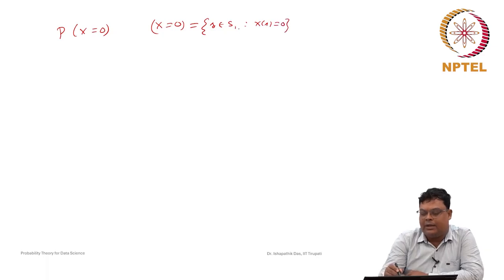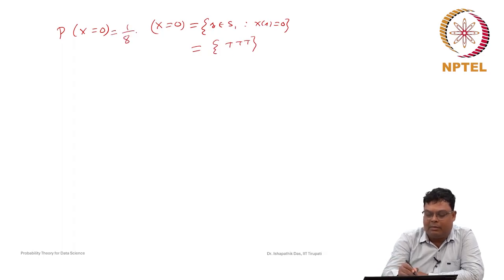Now, this sample space contains 8 points, as you can remember. Exactly one point satisfies x equal to 0. So the probability of x equal to 0 will be, because it is only one possibility out of 8, 1 by 8.